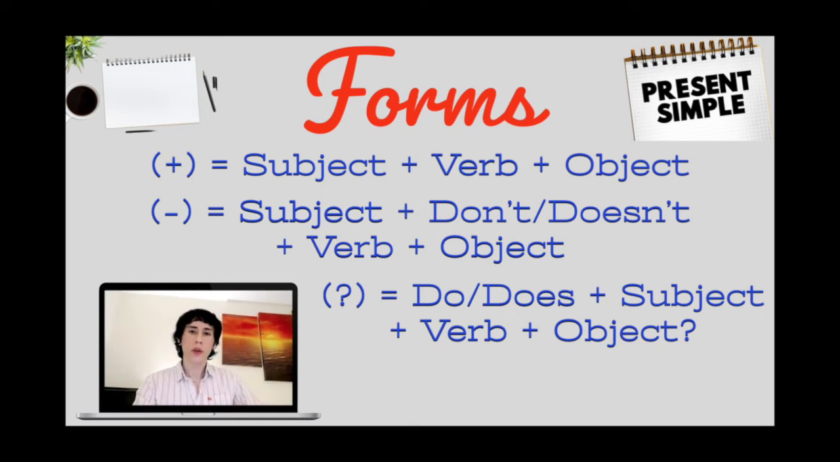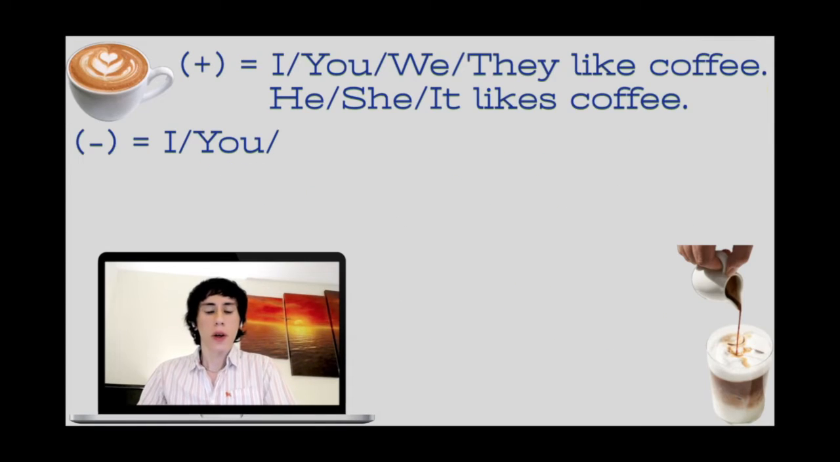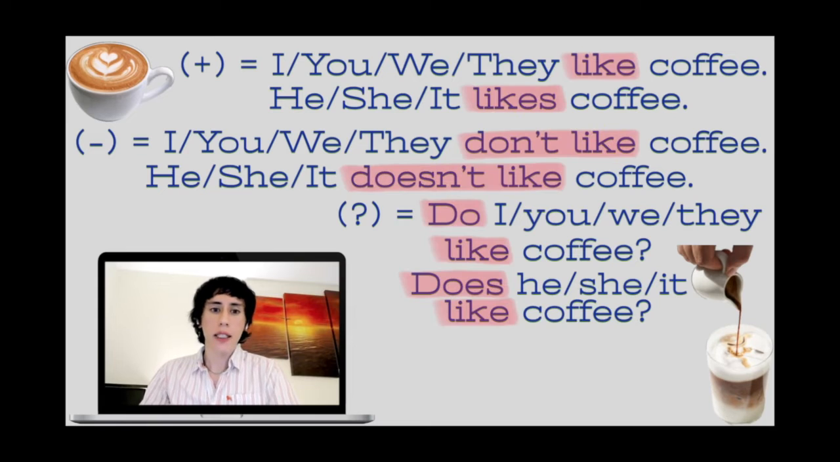We use do for I, you, we, you, and they, and does for he, she, and it. For the affirmative sentences, he, she, and it, the verb conjugation has a letter S at the end. So, for example, he, she, and it likes coffee, and the other pronouns or the other people would stay just with like, or with the verb in base form with no change. So for example, I, you, we, and they like coffee.